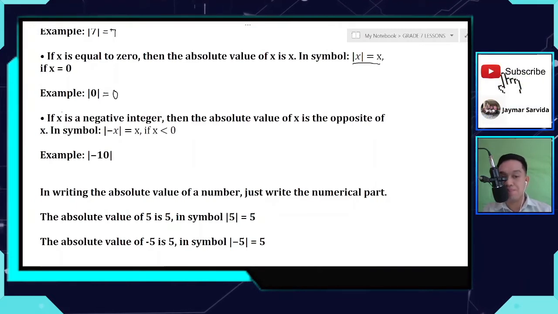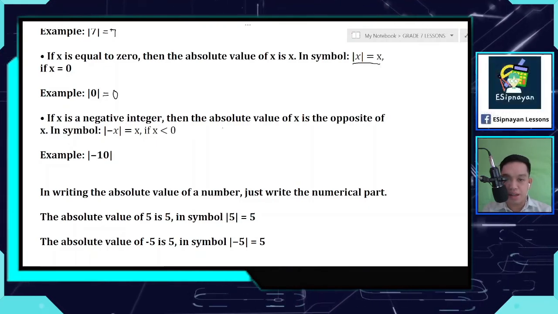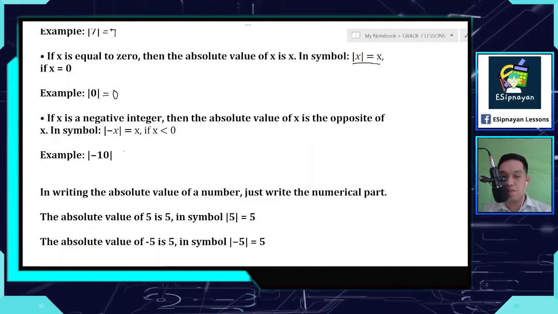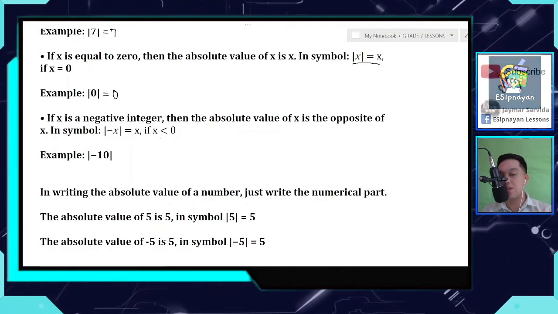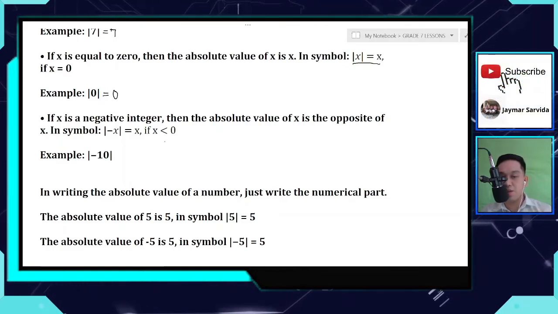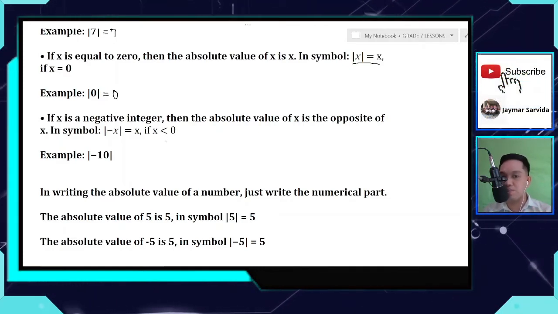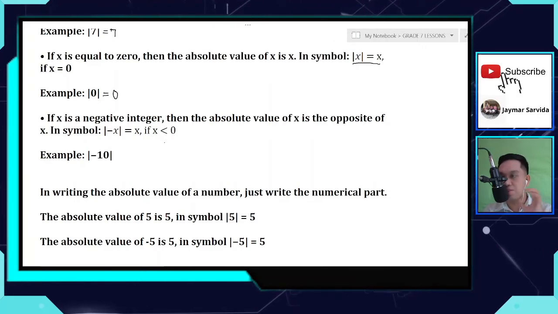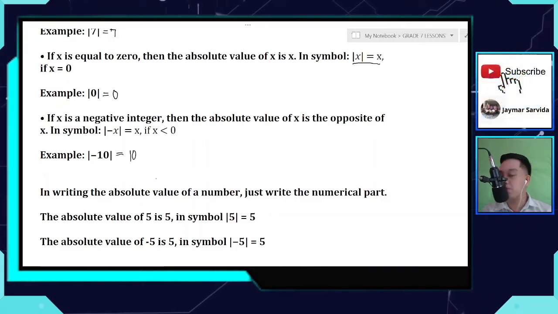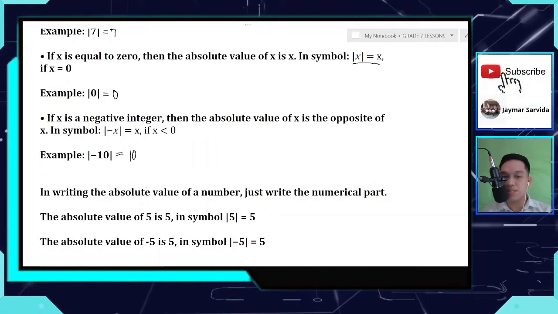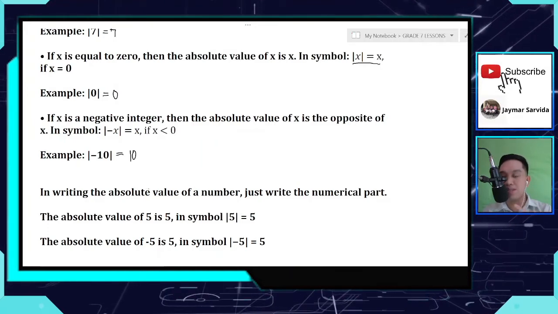If x is a negative integer, then the absolute value of x is the opposite of x. In symbol, the absolute value of negative x is x if x is less than 0, meaning negative. The integers less than 0 are our negative integers. Example, negative 10. The absolute value of negative 10 is 10, or positive 10. Why? Because the distance of negative 10 from 0 is 10 units.